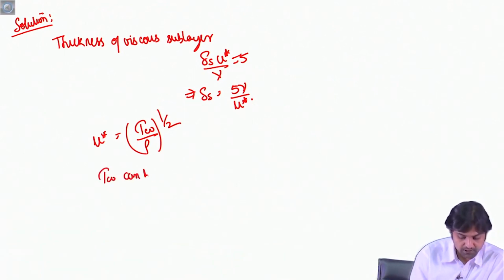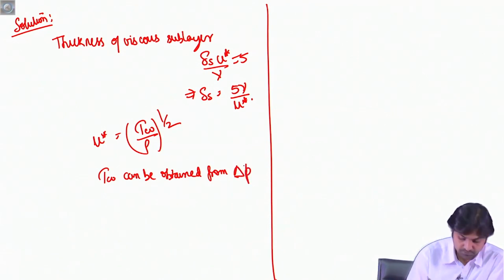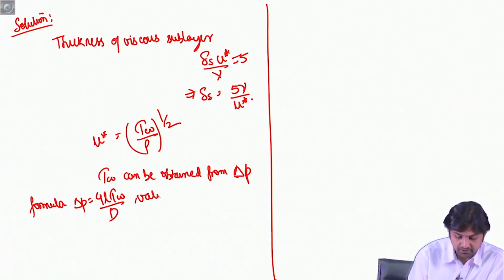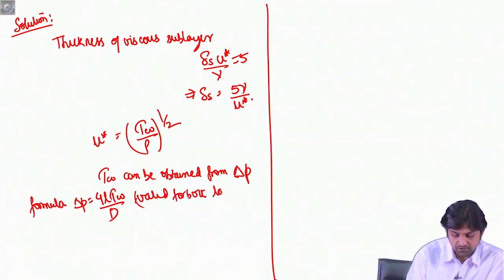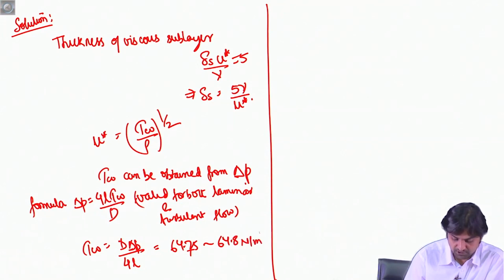So, tau w can be obtained from the pressure drop formula of delta P is equal to 4L tau W by D, that we derived. It is valid because it is valid for both laminar and turbulent flow. All right. So tau W would be D delta P by 4L, and after substituting the value we are going to get 64.75 or 64.8 Newton per meter square.